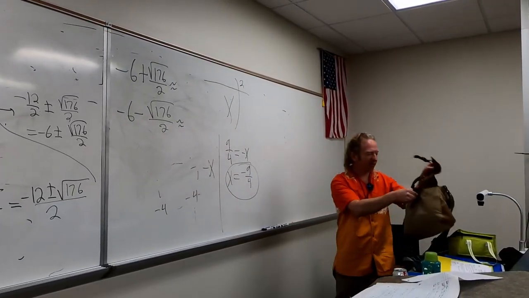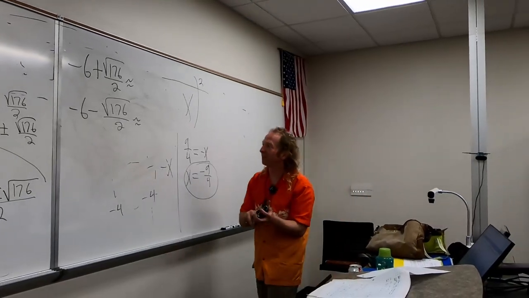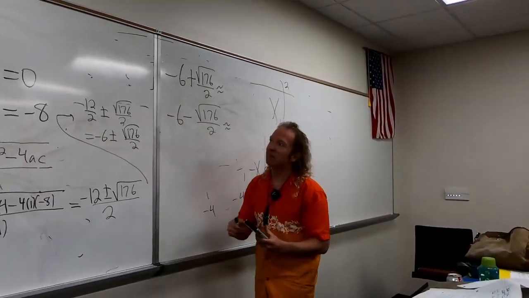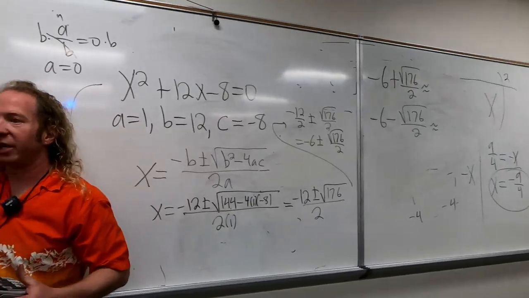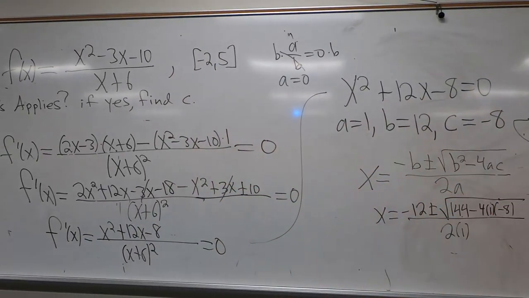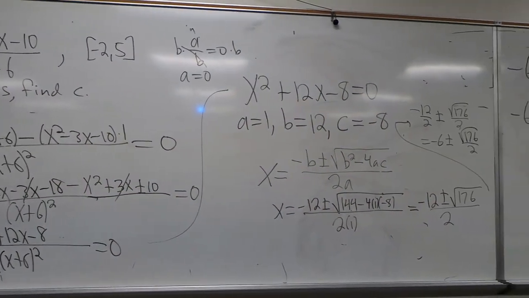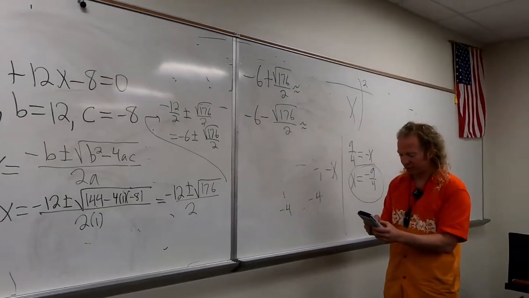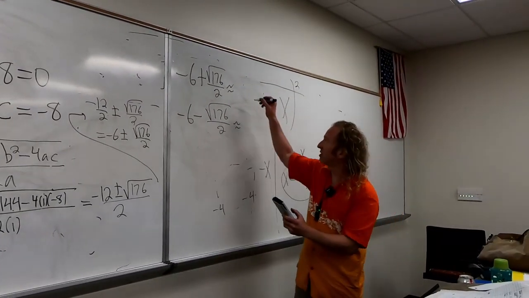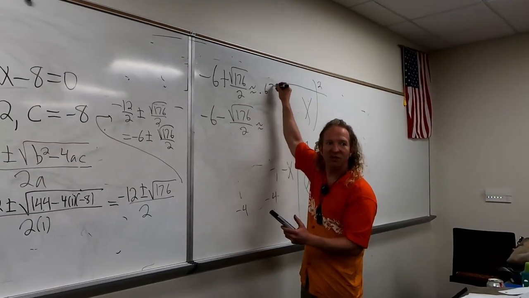So did I bring it? I did. So it has to be between these numbers, right, for us to take it. That's why I'm checking. So negative 6 plus square root 176, I got 0.63. Anyone else get that?